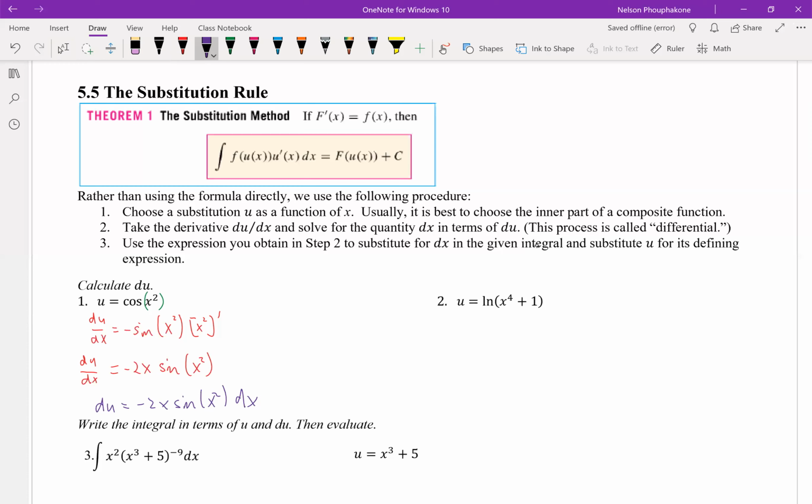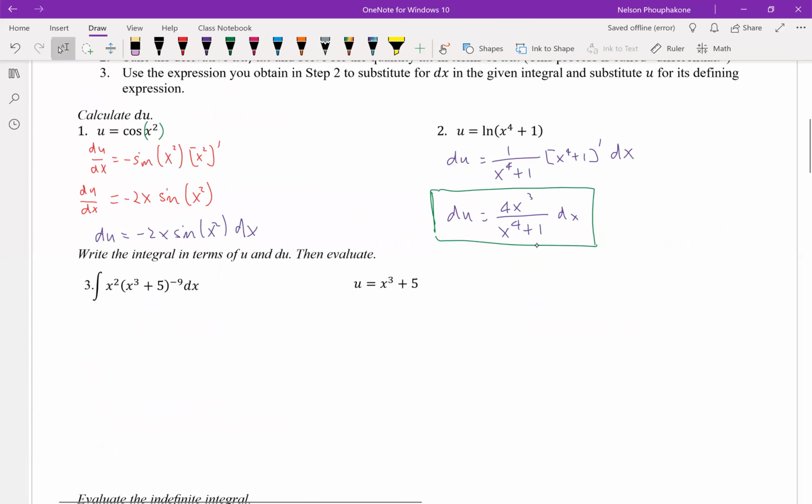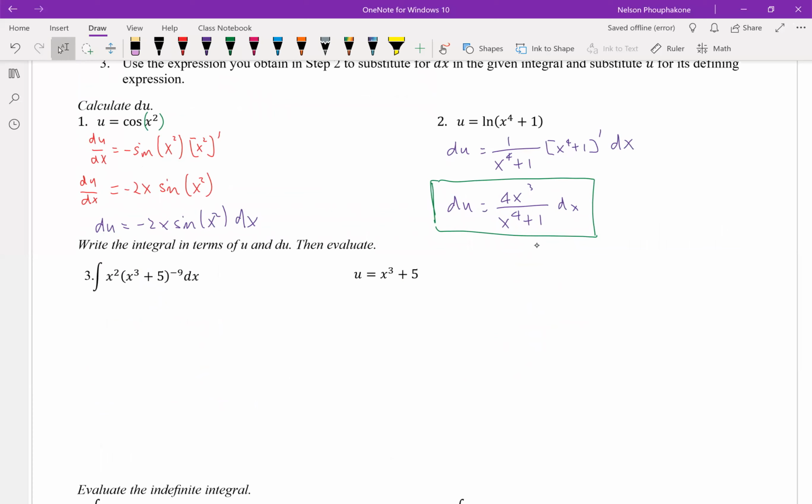Now it is your turn. Go ahead and try this one. Number 2: I have u is 1 over x to the power 4 plus 1. We take the derivative, right? And then we write down dx here. So then I will have du is negative 4x to the power 3 over (x to the 4 plus 1) squared dx. Okay, so this is the idea of finding the du. Now let's try how we actually use substitution.